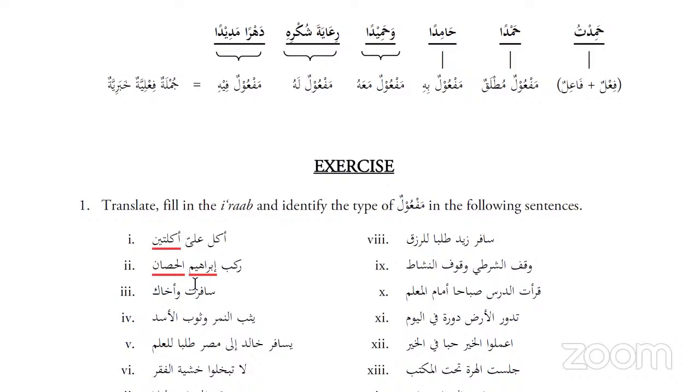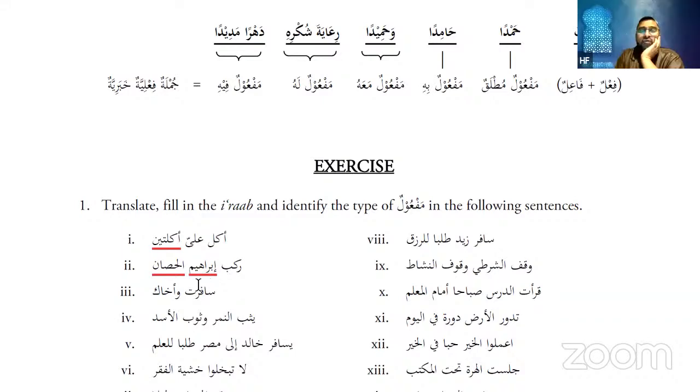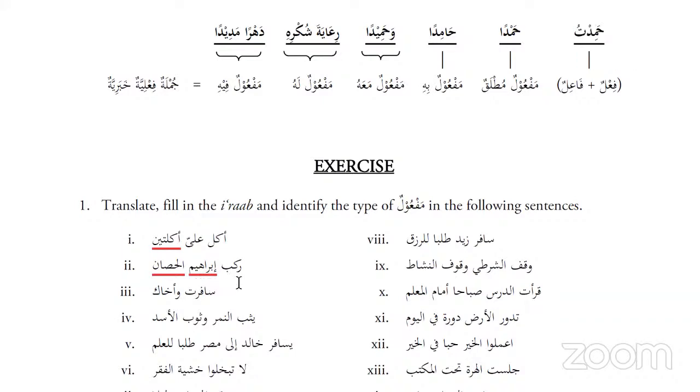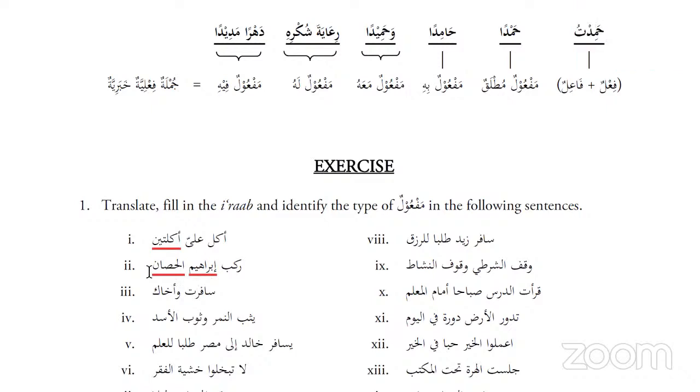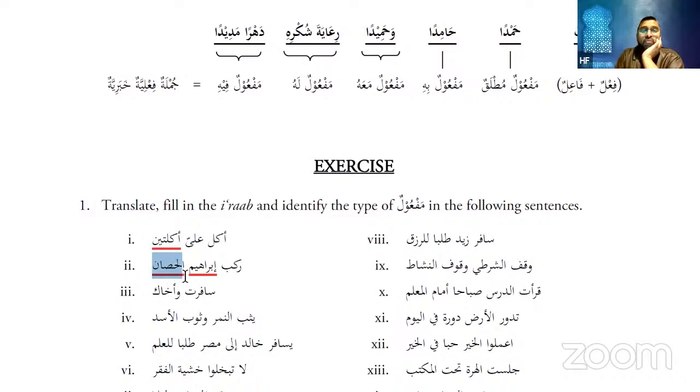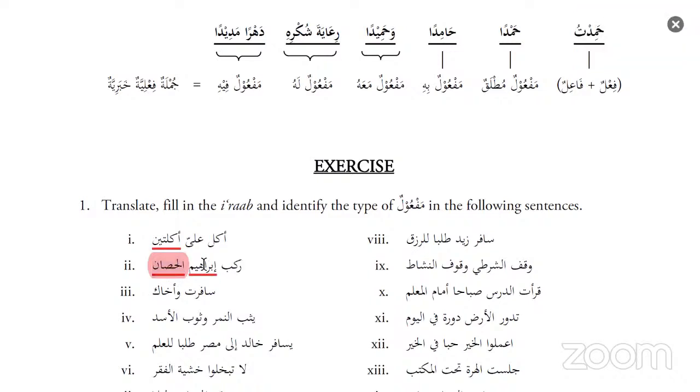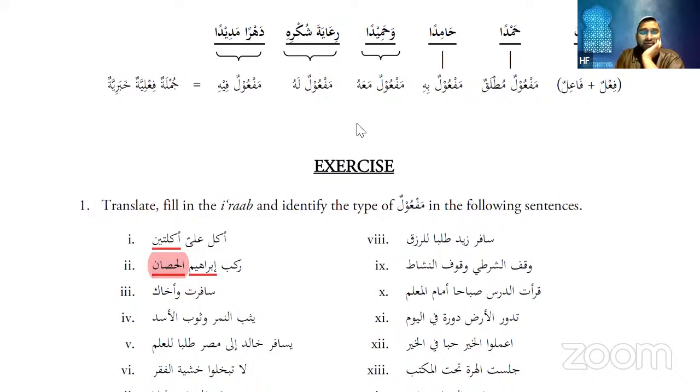So when you say Ibrahim rode, who did the action of riding? Ibrahim. Exactly. So he's the doer. Ibrahim is the subject, the doer. And what did he ride? He rode the horse, the object. Exactly. It's maf'ul bihi. Direct object, right? Yes, direct object. It is the maf'ul bihi, correct.